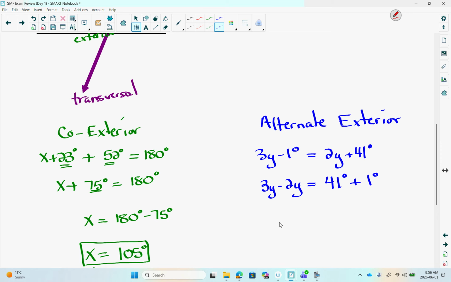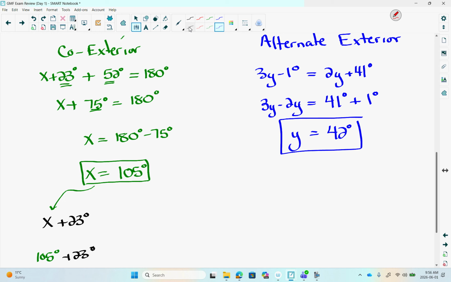What's 3y minus 2y? 1 what? Or just y? What's 41 degrees plus 1 degree? Okay, so I know y is 42 degrees. That's great. Now let's find the indicated angle.